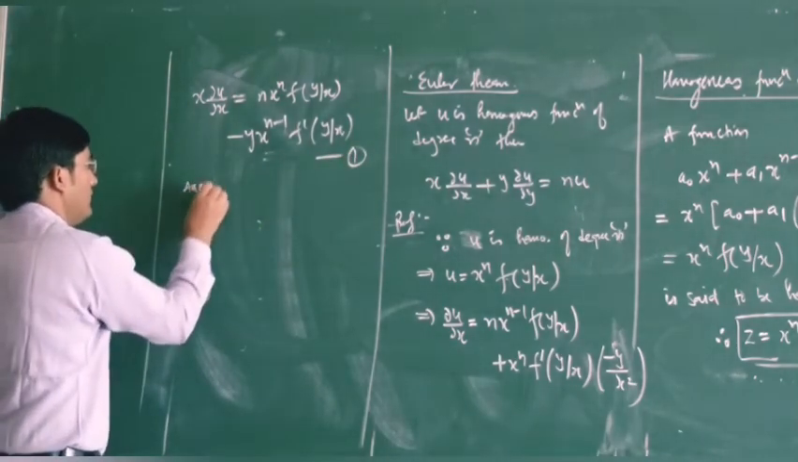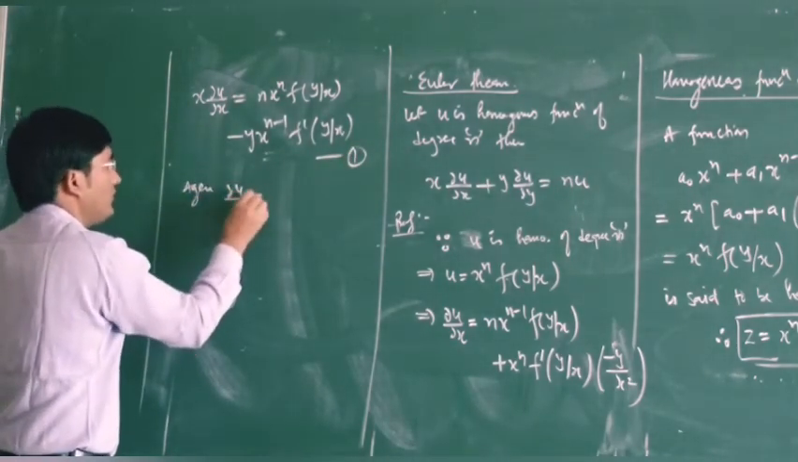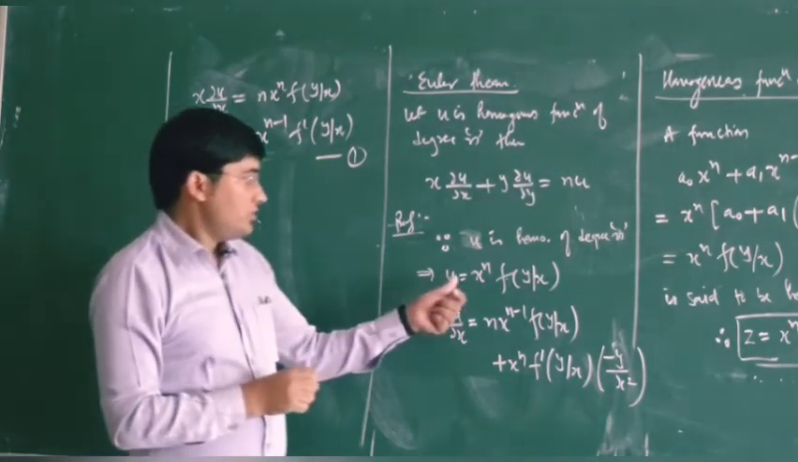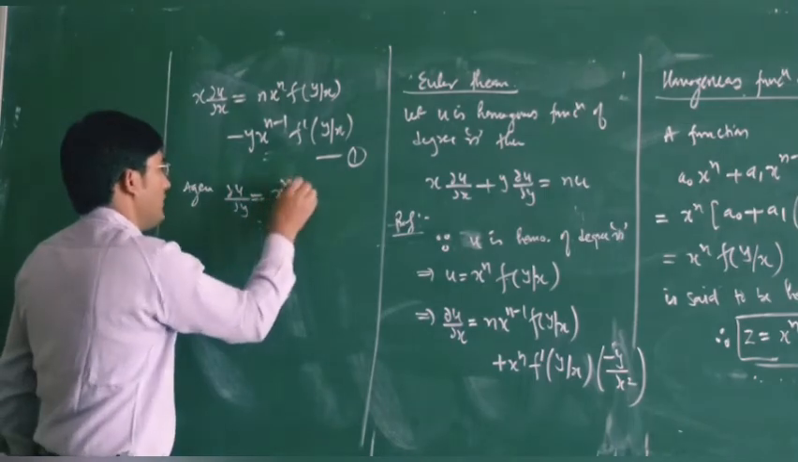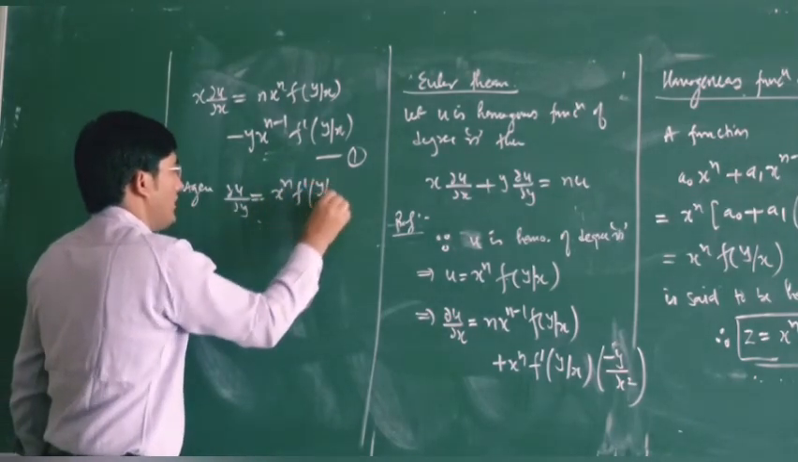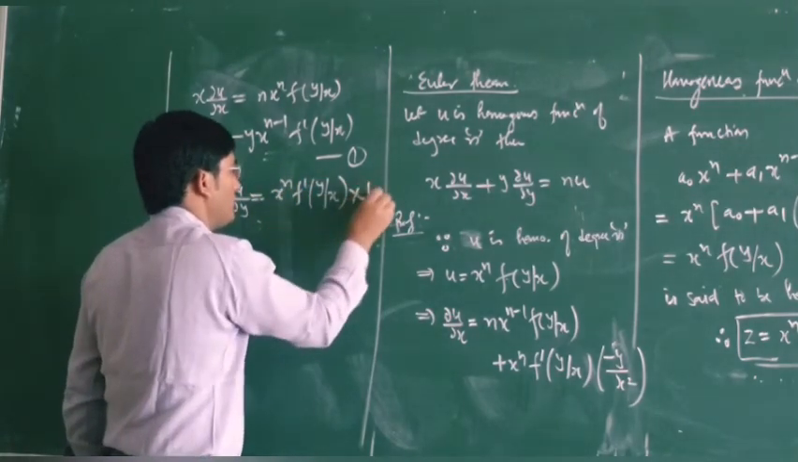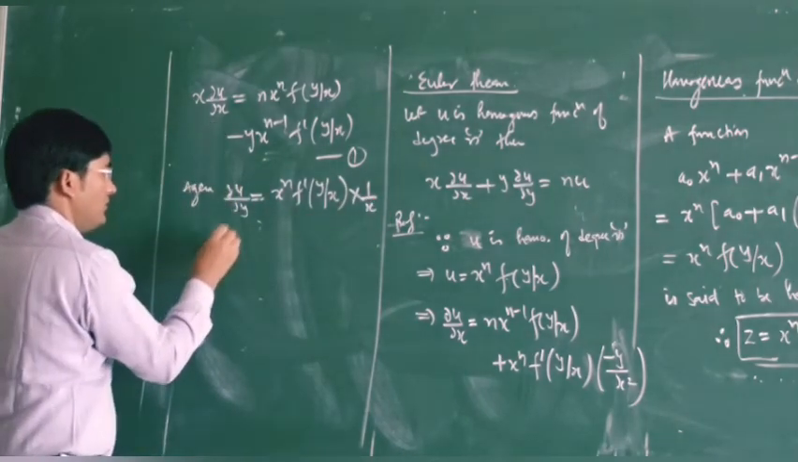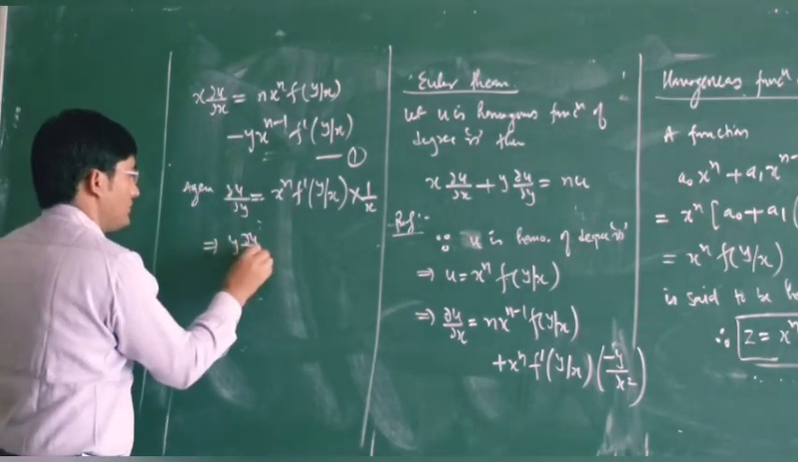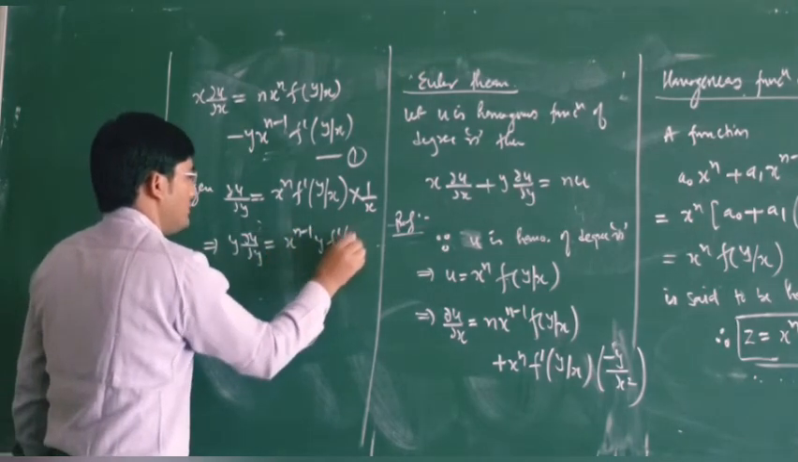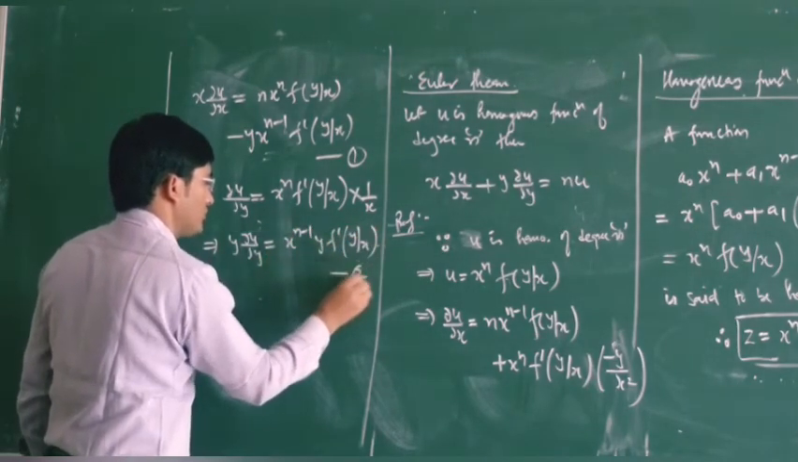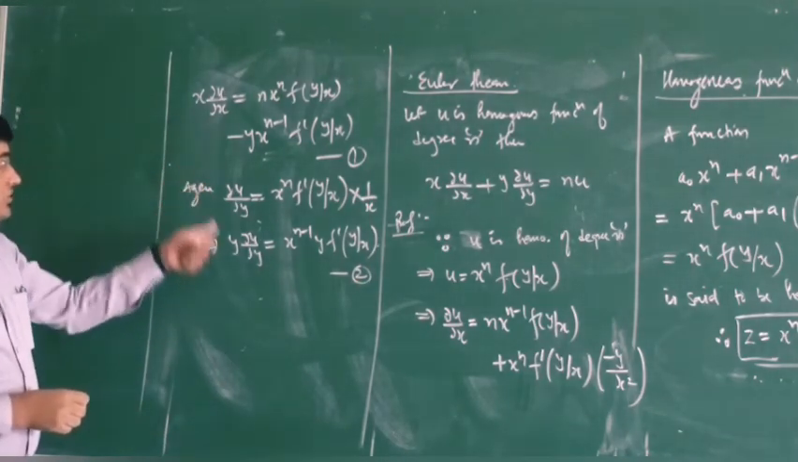Again, ∂u/∂y: as x is constant, ∂u/∂y will be x^n f dash(y/x), and then the differentiation of y/x gives 1/x. So we have y ∂u/∂y equal to x^(n-1) y f dash(y/x). Say equation number 2. Now let us add these two equations.